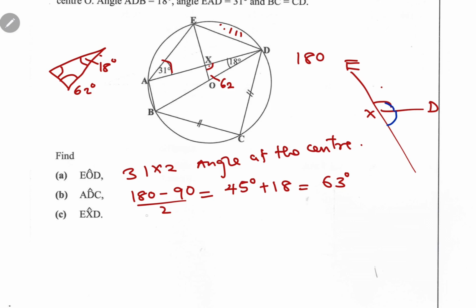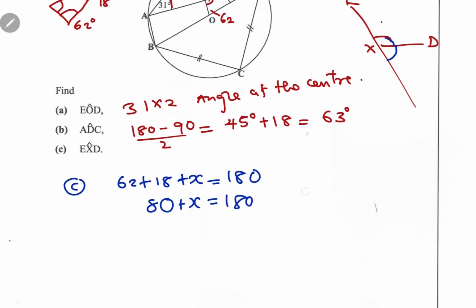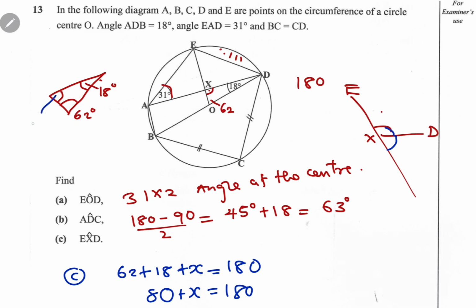So now what are we going to do? For the C question, we are going to add 62 plus 18, then plus that part we do not know, X, is equal to 180. 18 plus 62, that is 80. So 80 plus X equals 180. You're going to say 180 minus 80 gives us 100. So this angle that you're seeing here is 100.